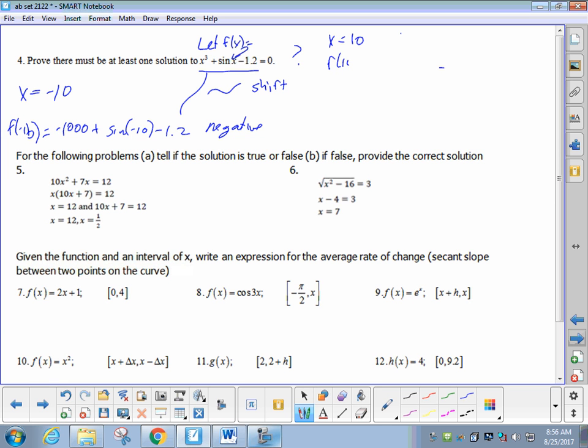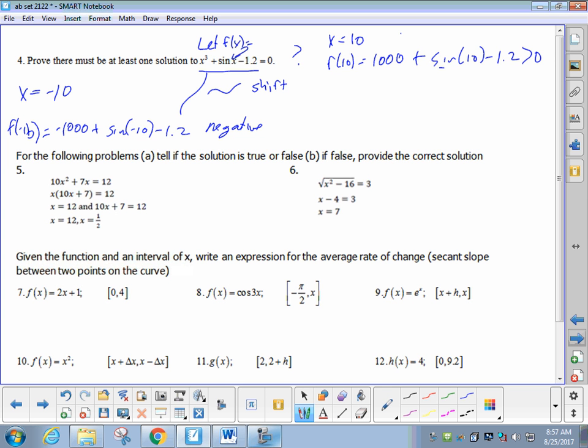F of positive 10 would be 1,000 plus sine of 10, which I have no idea what that is. Okay? Now, whatever sine of 10 is, it's not negative enough to drag this into negative territory. This must be positive. Okay?